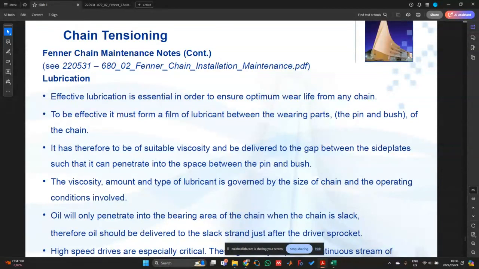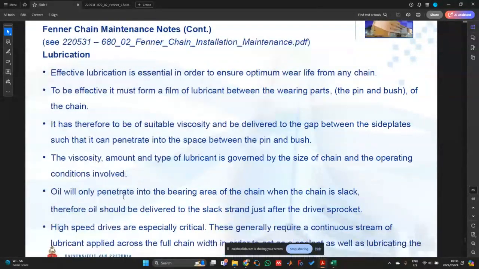We actually have two clearances on these chain mechanisms. One exists between the pin and the bush, and I think there's another one between the roller and the bush, if I'm not mistaken. We're just going to look at that in the next slide. The viscosity, the amount and the type of lubricant is governed by the size of the chain and the operating conditions involved. Operating conditions would be the speed of your chain links, the RPM of your sprockets or your shafts. Those things will influence how much of this lubricant you need and what type of viscosity or flowability of this lubricant you also require.